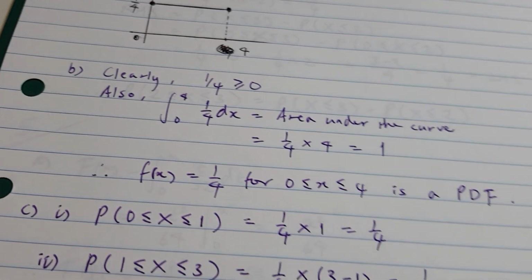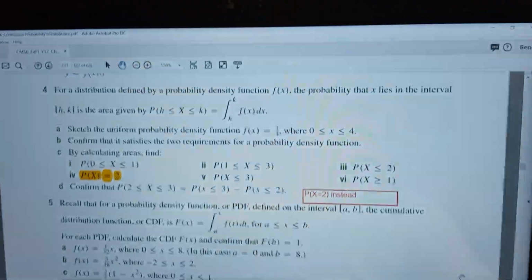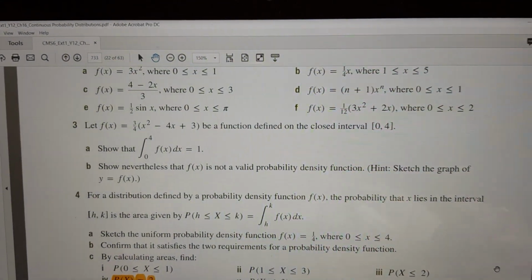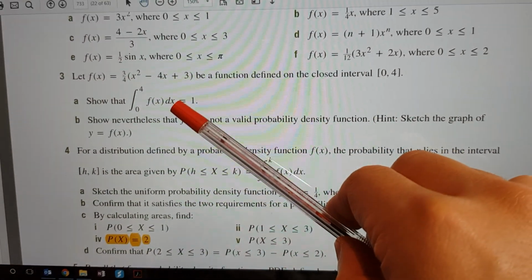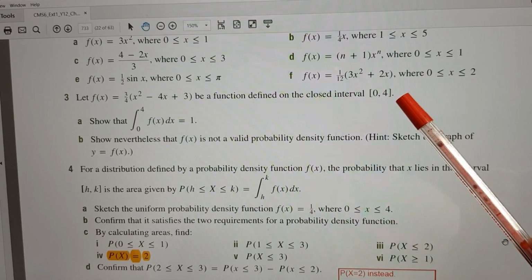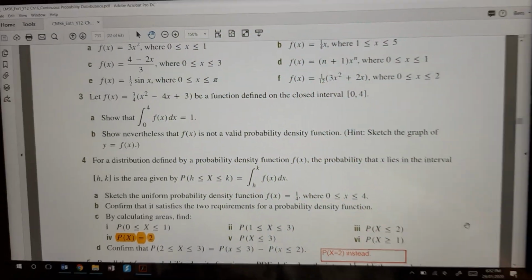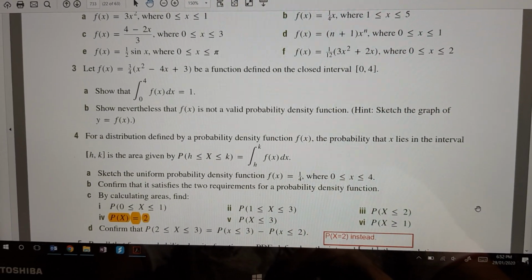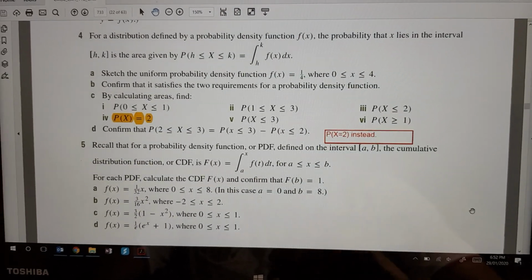So we have the very first question. Notice I'm skipping question 3, because question 3 is basically a quadratic function, which is similar to question 2f that I covered in the first video, so you can have a look at that. That's why I'm skipping question 3. So, jumping on to question 4.